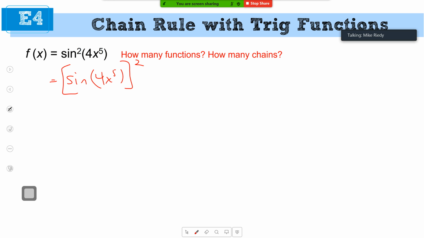Now let's talk about the onion. Which one's on the outside? The squared, the sine, or the 4x to the 5th? The squared. Good. Which one's the next layer in? Sine. Good. And therefore 4x to the 5th. So 3 functions, 2 chains.